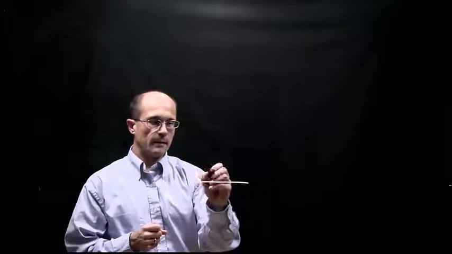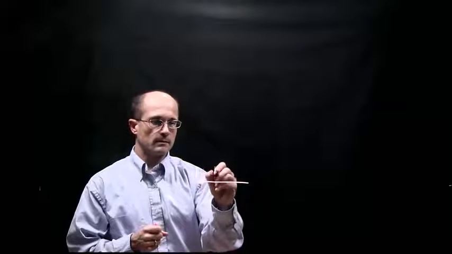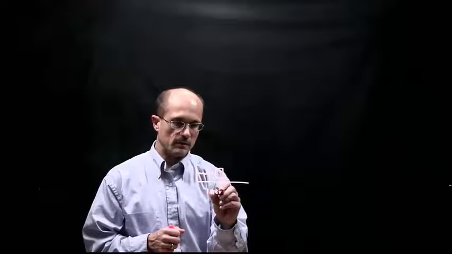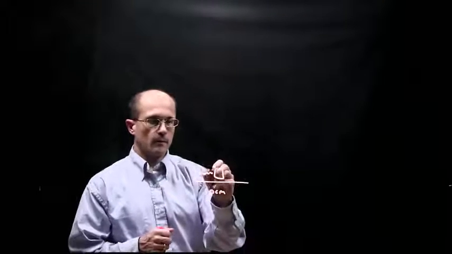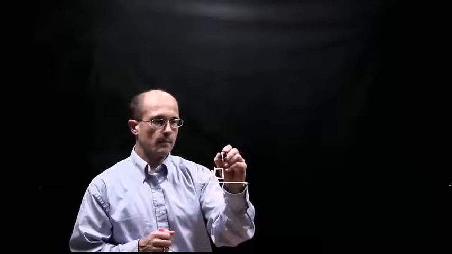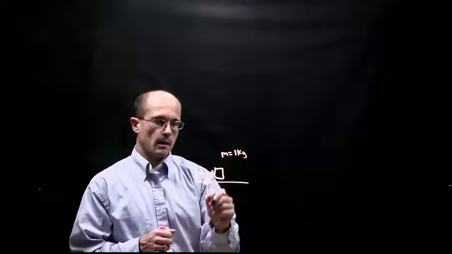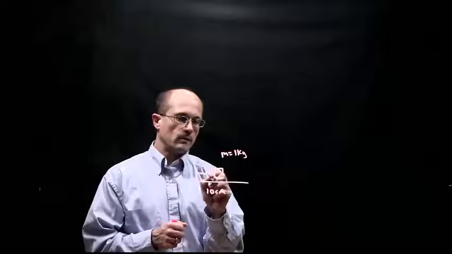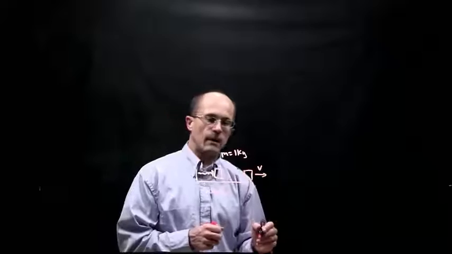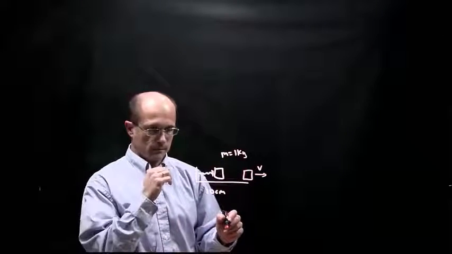Alright, we want to do another energy conservation problem. In this problem we have a spring that we're going to compress, let's say 10 centimeters. When we compress that spring, we're going to load a mass of 1 kilogram onto it, and then launch the spring so that the block moves with some velocity after it's launched.